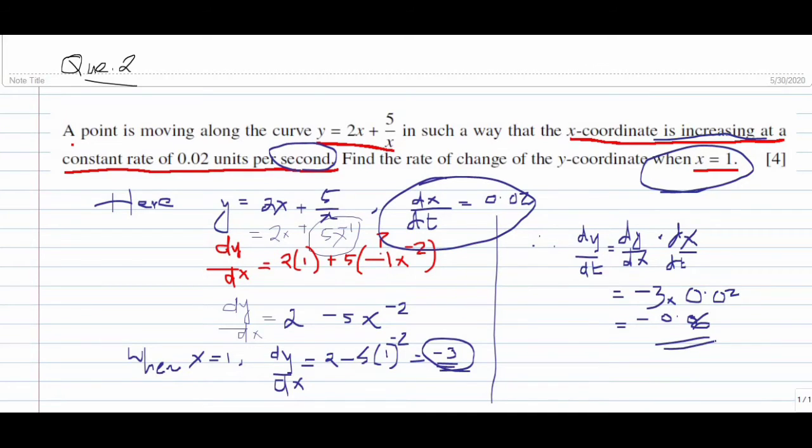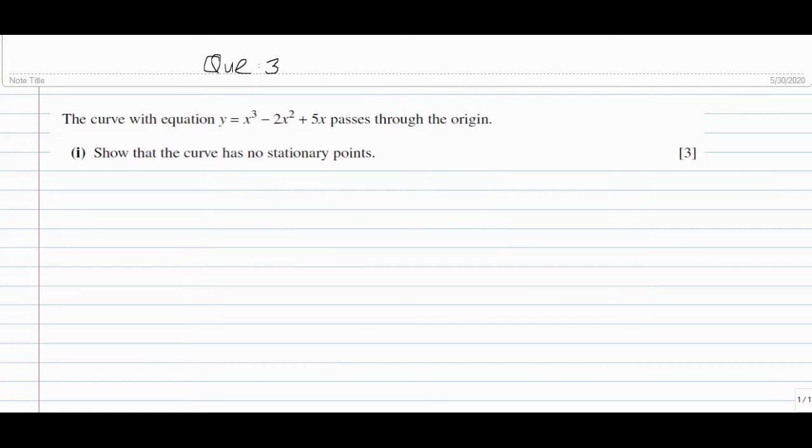That means the rate of change is negative. Third question, the curve with the equation y is equal to x cube minus 2x square plus 5x passes through the origin.